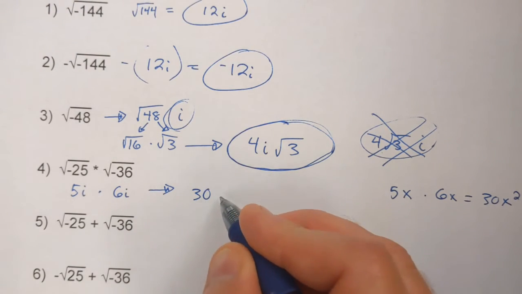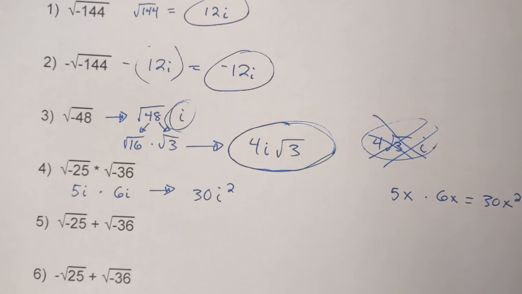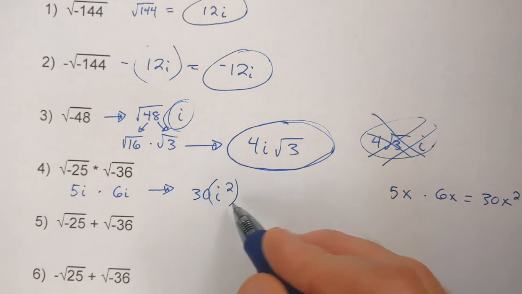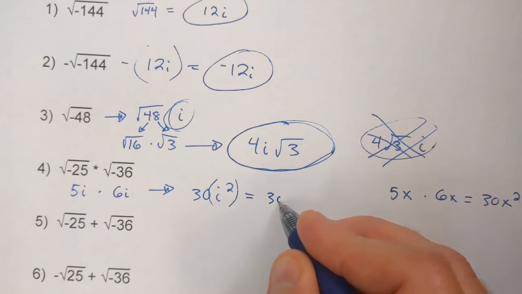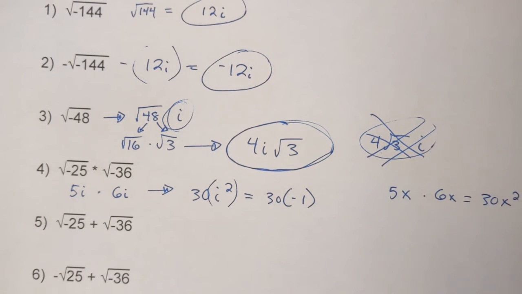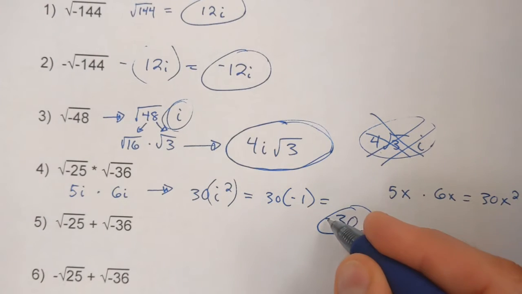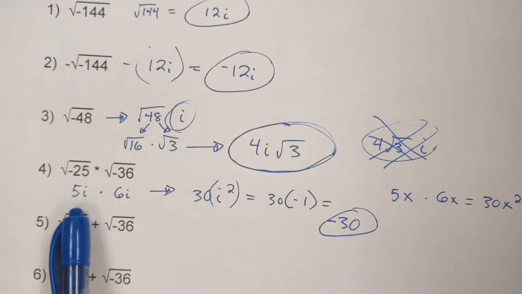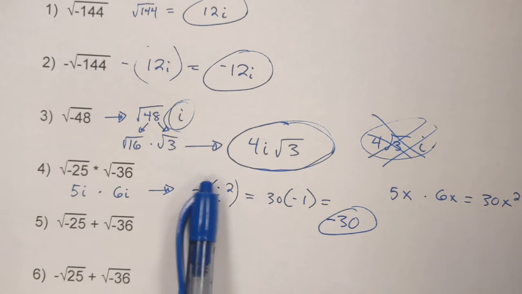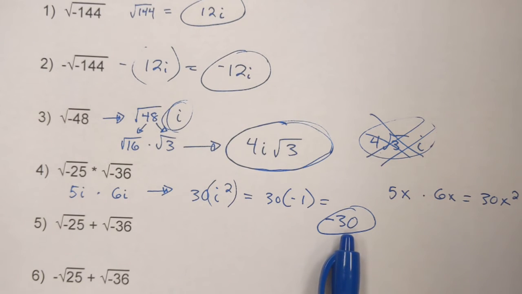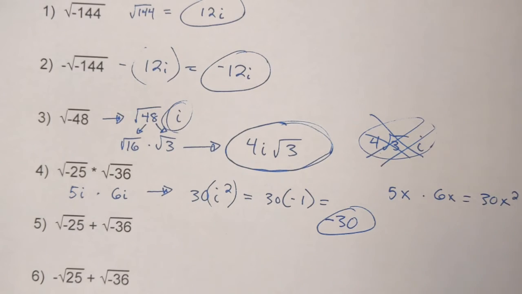This would become 30I squared. But then remember our definition. Anytime you have an I squared, it can be rewritten as negative 1. So final answer, negative 30. And as a matter of fact, this happens anytime. Anytime you multiply an imaginary times an imaginary, the answer comes out to a real number. It's going to be negative, but it's going to be a real number.